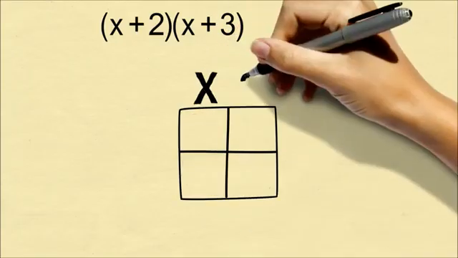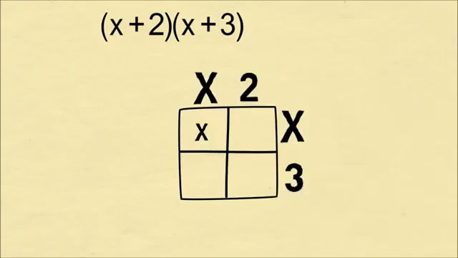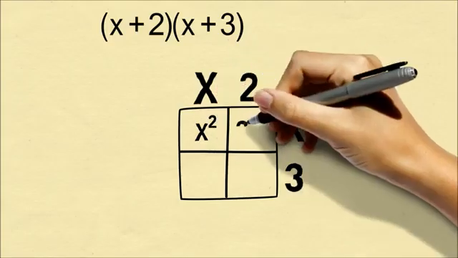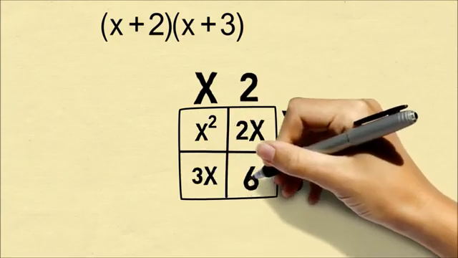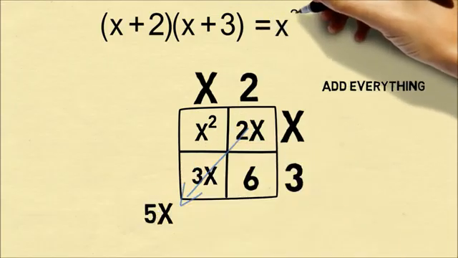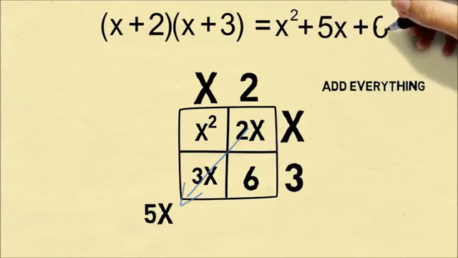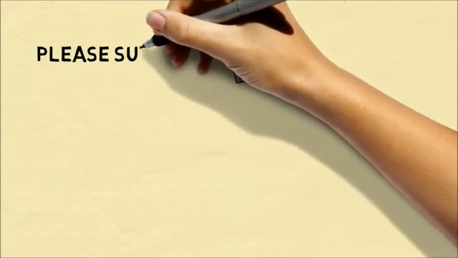When we do x plus 2 times x plus 3, we write x plus 2 in the row and x plus 3 in the column. x times x is an x squared, 2 times x is 2x, x times 3 is 3x, and 2 times 3 is 6. We add everything together, grouping together the x terms, and we have x squared plus 5x plus 6.